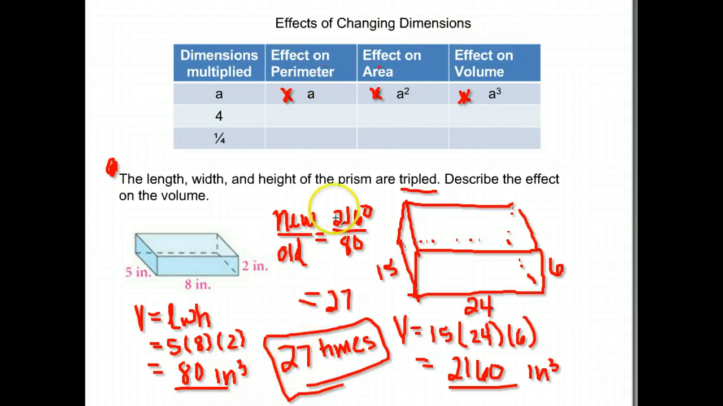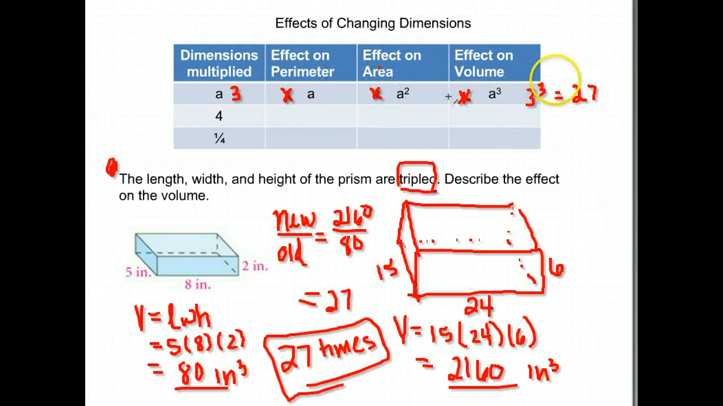Notice that's the same as if I had used my chart up here. Now, the instructions said that the dimensions were tripled, so they were multiplied by 3. Well, if I use my chart, that tells me my volume would be multiplied by 3 to the third power. And what is 3 to the third power? It's 27. 3 times 3 times 3 is 27.